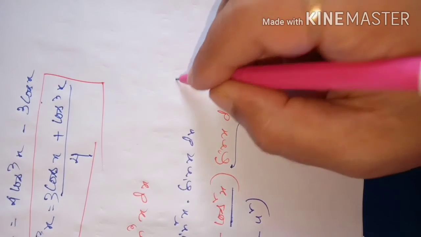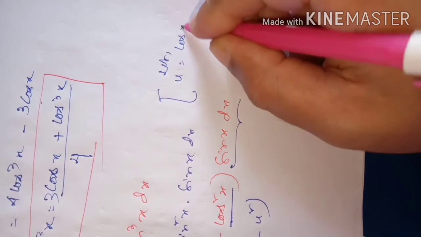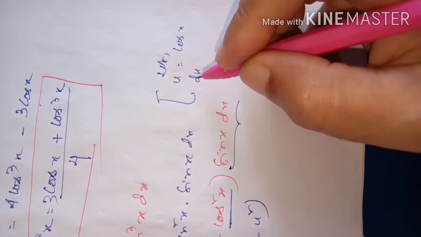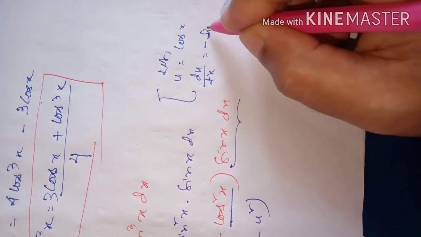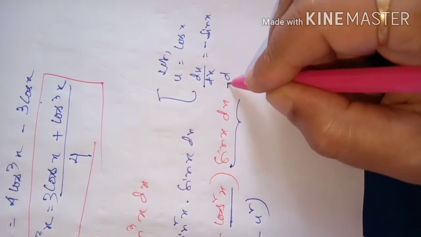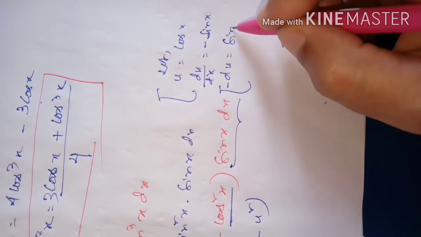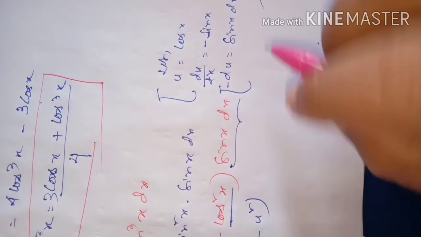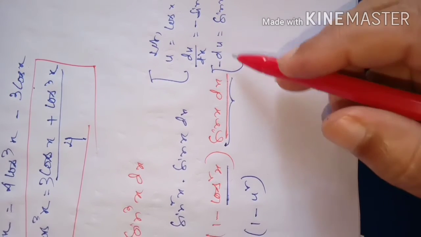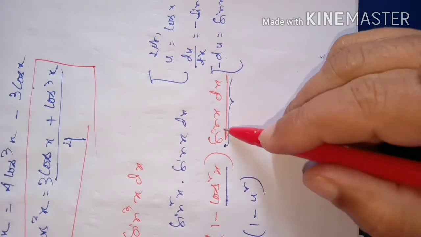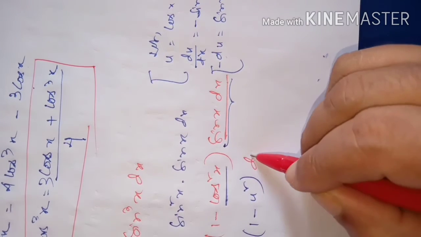See, you have taken u for cos x, then du by dx will be what? Minus sin x. That means minus du is equal to sin x dx. We can write that way. So now for this sin x dx, what can you substitute? Minus du, no? So for this it will be minus du. That minus I will put here. So minus du is coming that way.